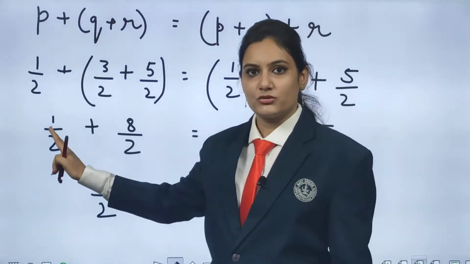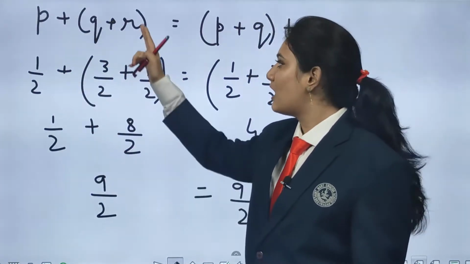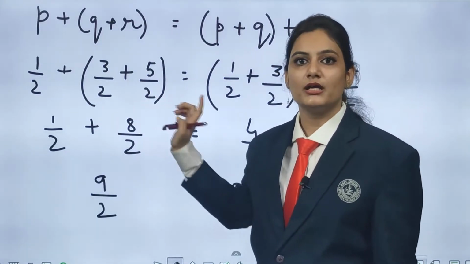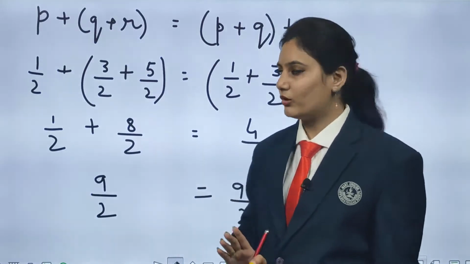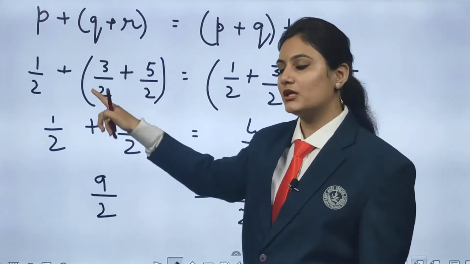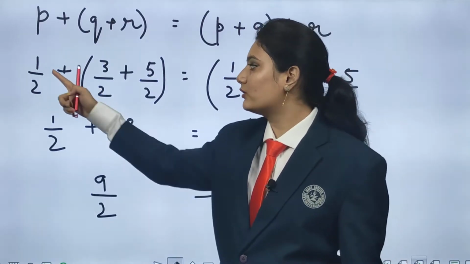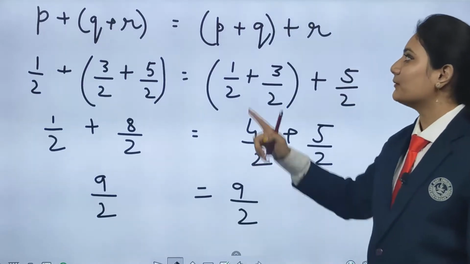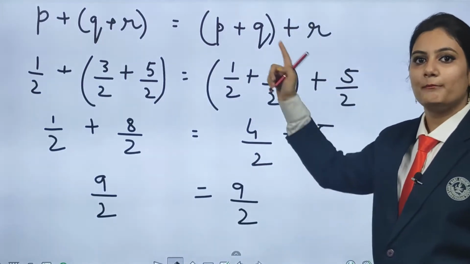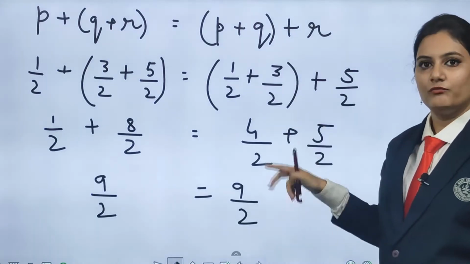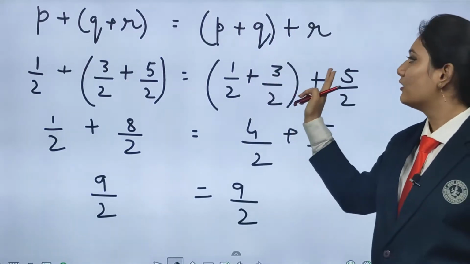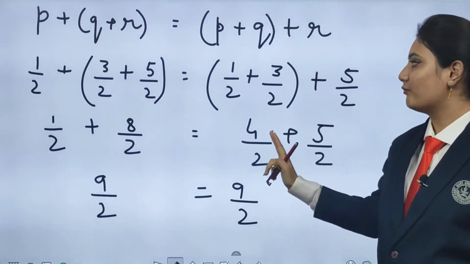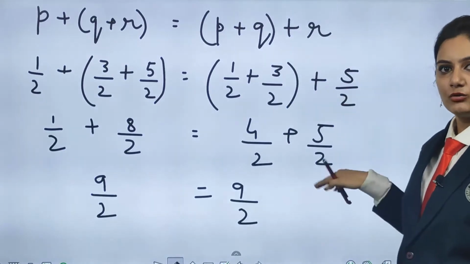Now P is 1 by 2, Q is 3 by 2, R is 5 by 2. First solve this. The denominator is equal, so there is no need to take the LCM. In the numerator we solve 5 plus 3, which is 8, so 8 by 2, with 1 by 2 as it is and the plus sign as it is. On the right hand side, we solve P and Q first. P is 1 by 2, Q is 3 by 2. The denominator is the same, so we add the numerators: 1 plus 3 is 4, so 4 upon 2, then 5 upon 2 as it is.